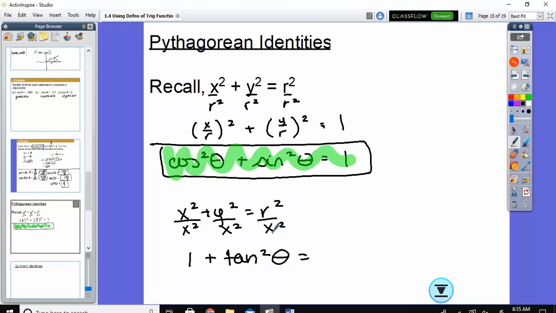Tangent squared. What is r over x? No, it's cotangent. What's x over r? Cosine. X over r is cosine, and the reciprocal of cosine is secant.